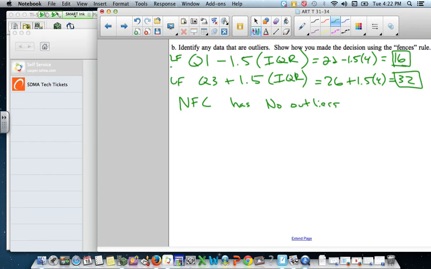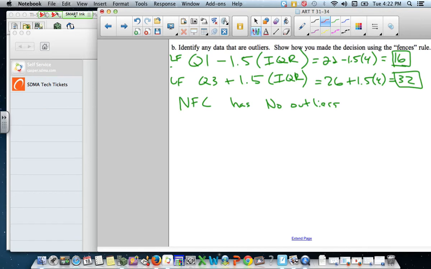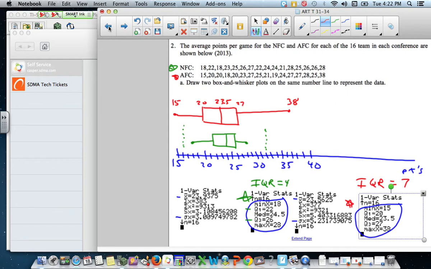Now I'm going to do the same for the AFC. I'm making a note on the AFC of my interquartile range, which is 27 minus 20, or 7. Q1 is 20, Q3 is 27. So I'm going to do 20 minus 1.5 times 7.